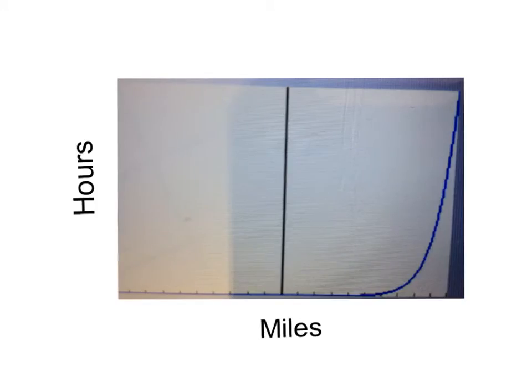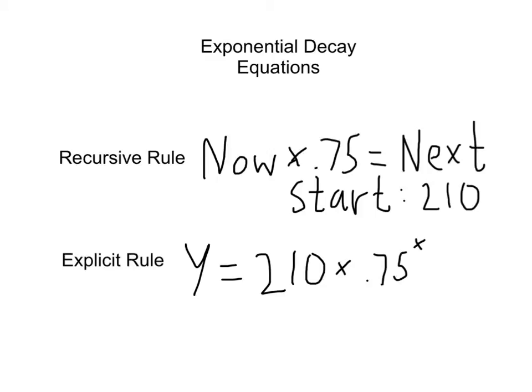This is the graph for the exponential equations. You can see that it starts going up, but it's not easy to see on this because the numbers are so low. But then it rapidly increases towards the end. As you can see, this is the exponential decay equations.